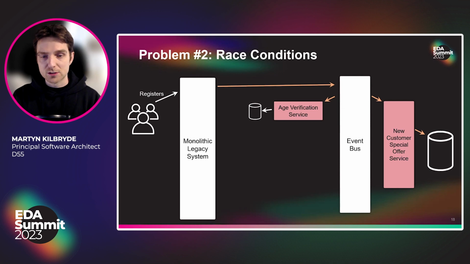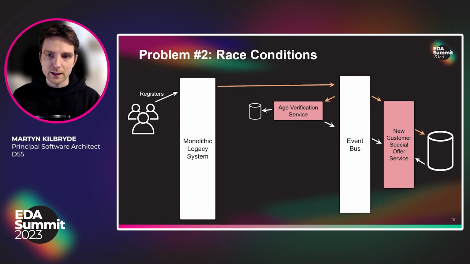Now, the age verification service gets a result back. Say they passed verification, that gets fired to the event bus, which routes it to the customer special offer service. It can now go, okay, we've got a verified user. Now we can read that user from the database and we can perform some sort of business logic and assign them a special offer.